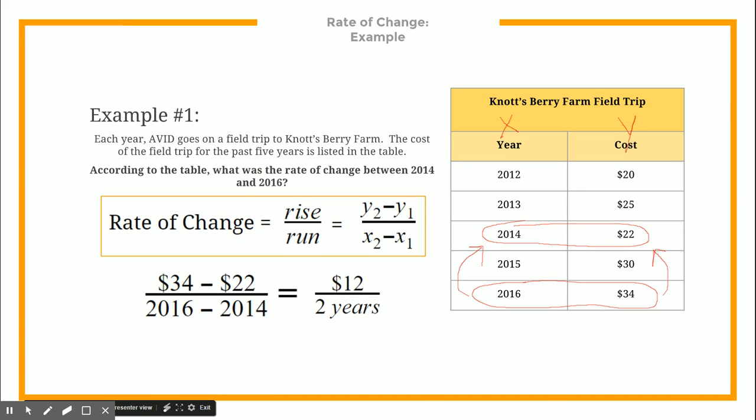Now what this is saying so far is that there was a change of $12 per 2 years. Now this is a positive change. It was an increase. Sometimes you'll see problems that are negative and might have a decrease in the rate of change. But overall, what this is saying is that that had a $6 per year increase. So that was the rate of change between that 2-year period.